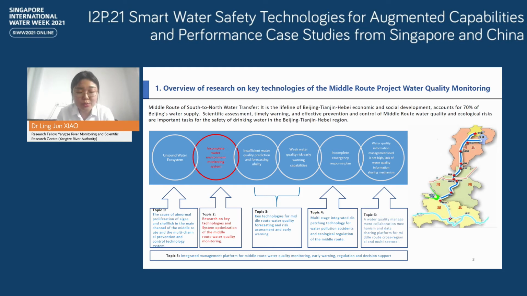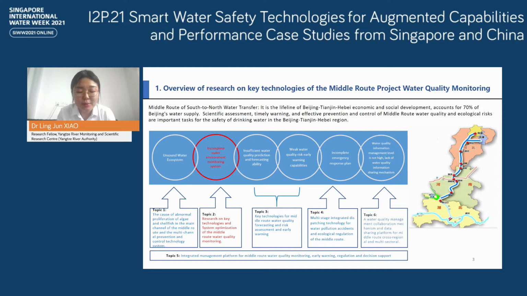As is known to all, the Middle Route of South to North water transport is the lifeline of Beijing, Tianjin, Hebei economic and social development. It accounts for 70% of Beijing's water supply. Scientific assessment, timely warning, and effective prevention and control of Middle Route water quality and ecological risks are important tasks for the safety of drinking water in the Beijing, Tianjin, Hebei region.